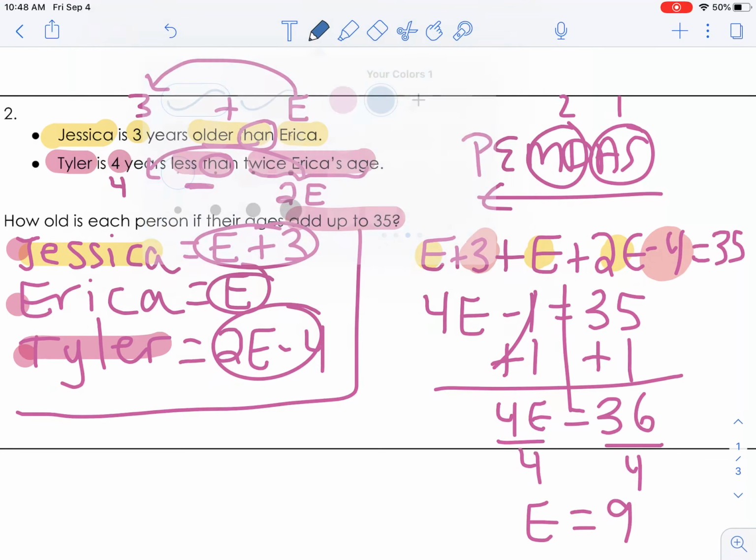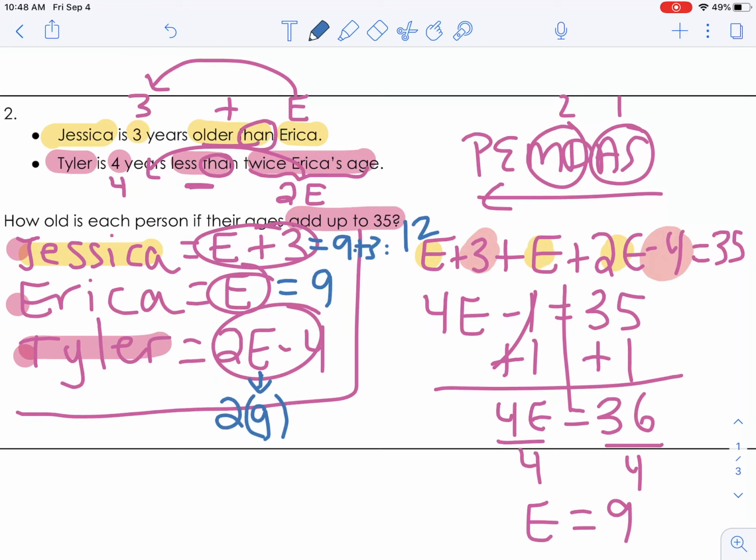All right, so that means that E is 9, Erica is 9, because Erica is represented by E. Jessica is E plus 3. Well, we just have that E is 9, so I can do 9 plus 3 to make 12 to find Jessica's age. And to find Tyler's age, we can replace this E with a 9. We just solved that E was 9. So his age is 2 times 9 minus 4. 2 times 9 is 18. 18 minus 4 gives us 14. So Jessica is 12, Erica is 9, Tyler is 14.